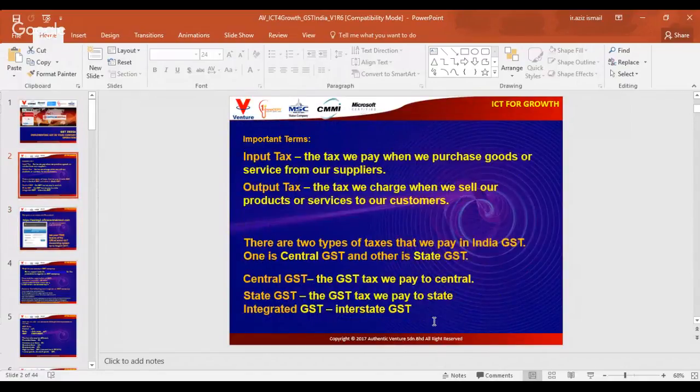By now, you would already know about the various terms on the GST: the input tax, the output tax, the central GST, state GST, as well as the integrated GST. If you are still not so sure about this, then you should go to our previous webinar.